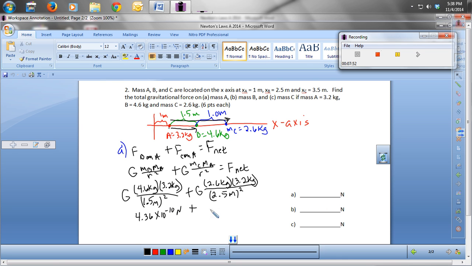And to that, I wanted to add the force of C on A. What is C doing to A? Well, it's pulling it with 3.88 times 10 to the minus 11th newtons. And so when I added those up, I wound up getting 5.25 times 10 to the minus 10. Let's hope I didn't have a math error, and I don't think I do.